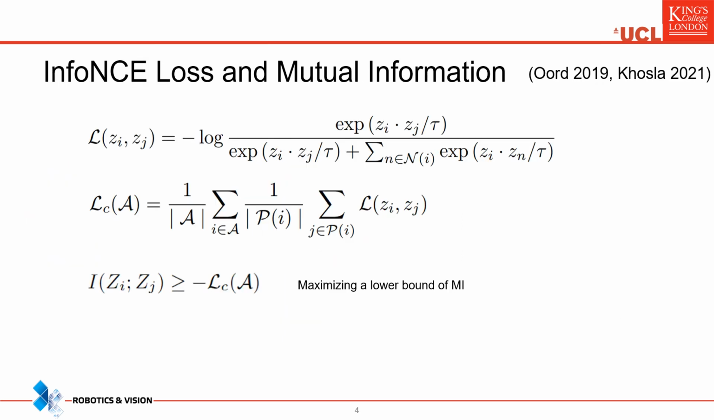To this end, the popular loss function termed the InfoNCE loss is used. It operates on two positive embeddings, Zi and Zj, and a set of negative embeddings. As shown by Khosla et al., it can be expanded to consider a set of anchors A, each comprising a set of positives P and negatives N. Minimizing this loss maximizes a lower bound of the mutual information between positives, and thus can be used to push them close together in feature space.